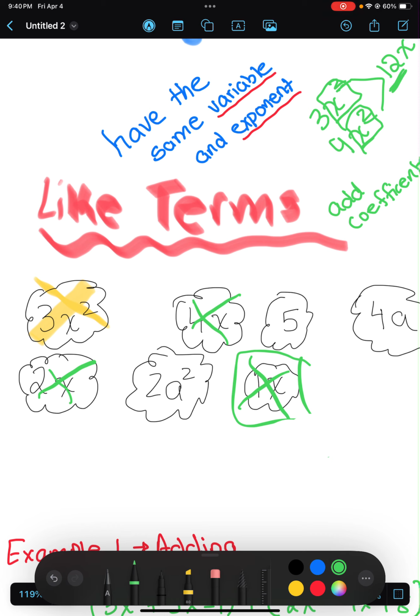Let's move on to 5. Remember, the term we use for a number that is not attached to any letters or variables is a constant, okay? So now we're looking for another constant, and I do not see another constant, so that's going to be a loner. The next one we see is 4a. So the only one I have left is 4a and 2a squared. They are not like terms because, yes, they do have common variables, but not common exponents, okay?